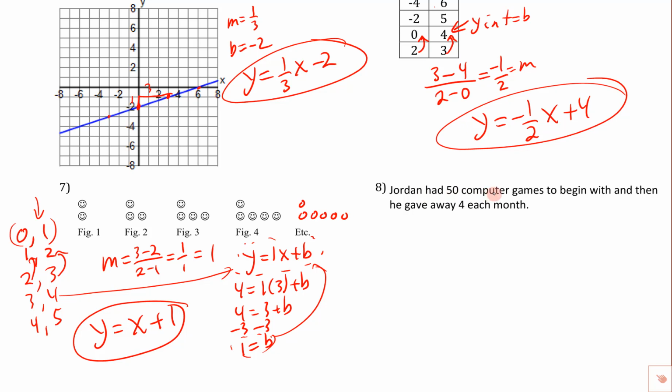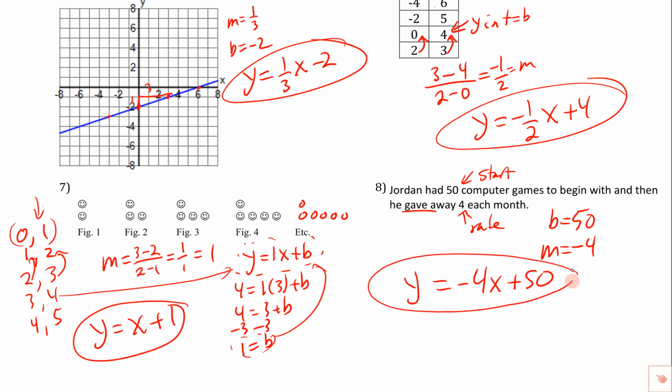Jordan had 50 computer games to begin with, and then he gave away 4 per month. So we have to recognize this. That's the starting point, and this right here, that's the rate. So the starting point is 0, 50, or I'm just going to write the 50 right here. So that would just be 50. And then the rate is going to be, since he's giving them away, we've got to have that negative on there. So that's going to be -4 per month. So it's going to be y equals, and on this one, -4x plus 50.